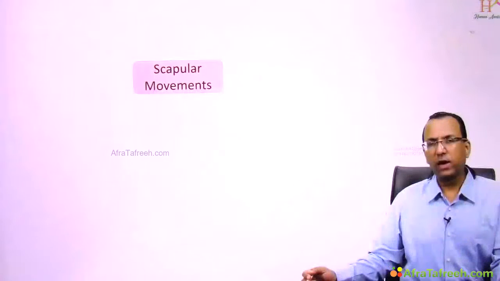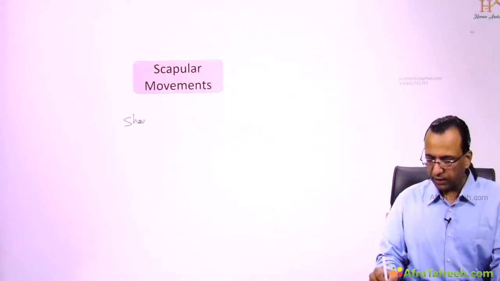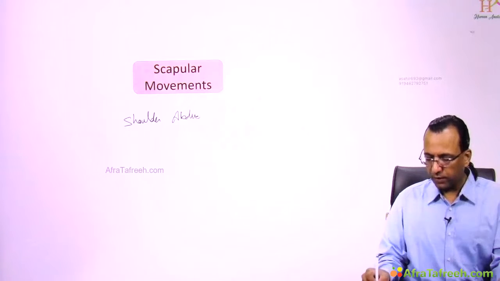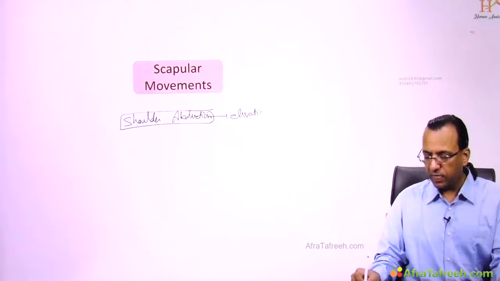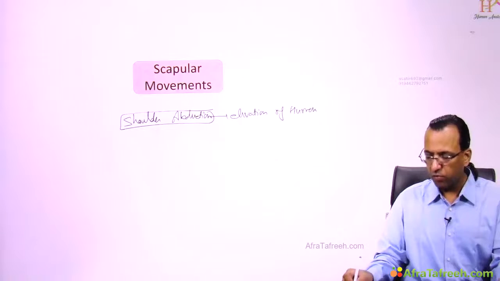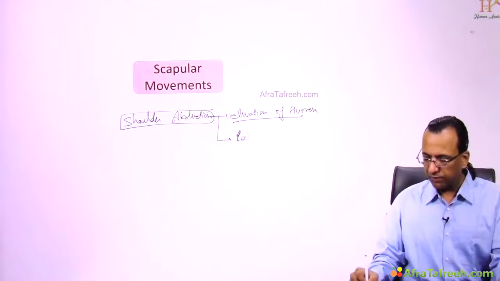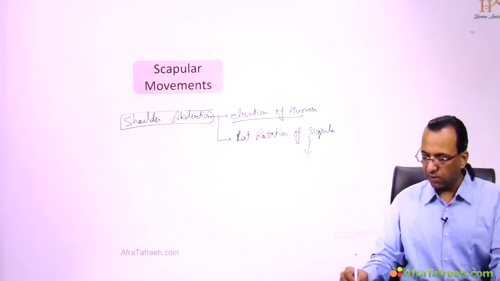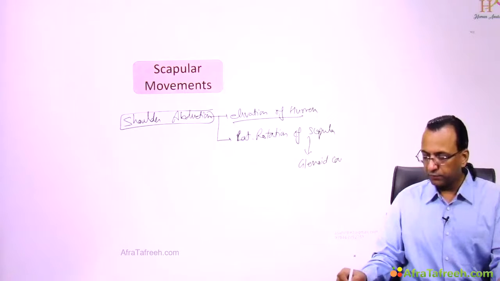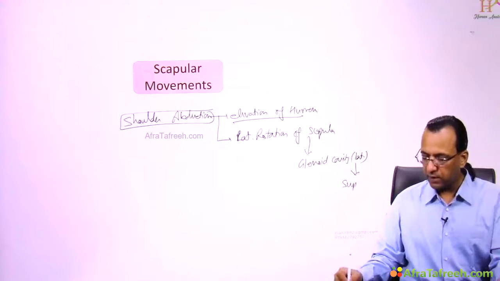Now let us quickly look at the scapular movements. You have to understand that when we are talking about shoulder abduction, a lot of muscles are involved. It is basically elevation of the humerus, and in the elevation of the humerus, there is also movement of the scapula. Actually, elevation of the humerus is accompanied by lateral rotation of the scapula. You will find that in the lateral rotation of the scapula, the glenoid cavity, which is normally laterally facing, will now be superiorly facing.